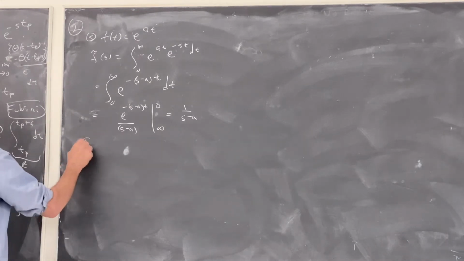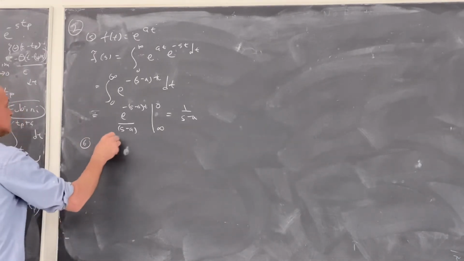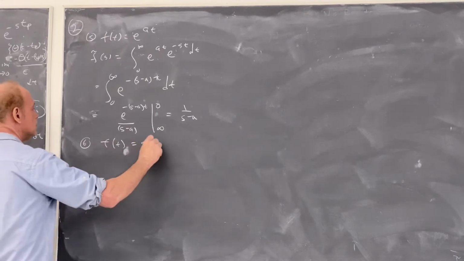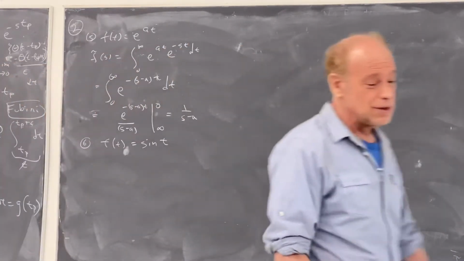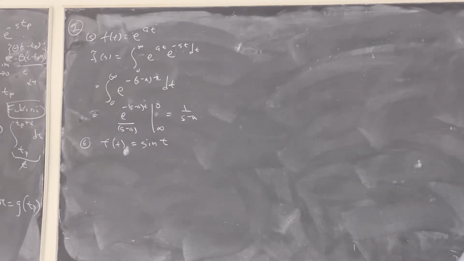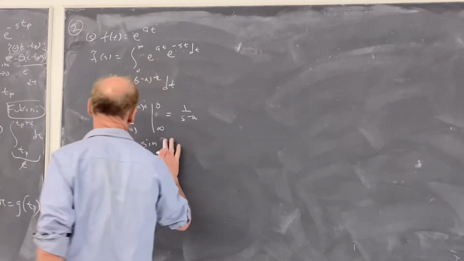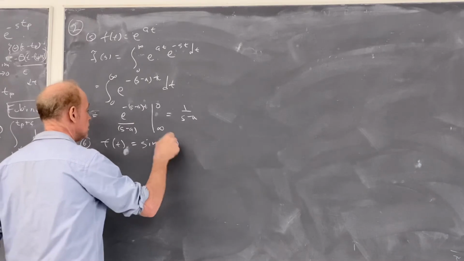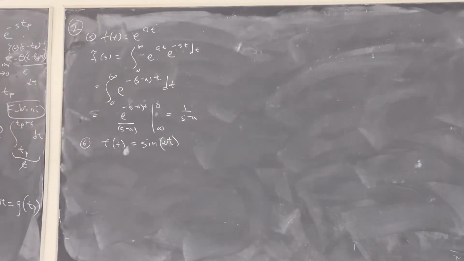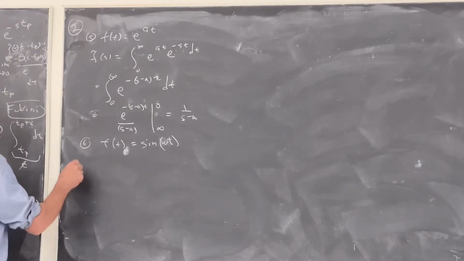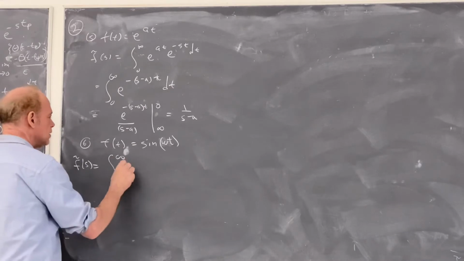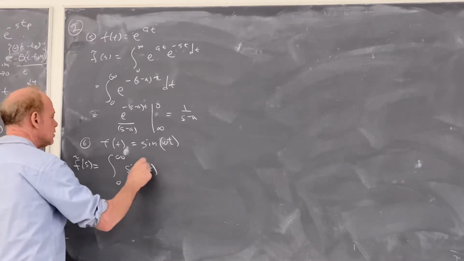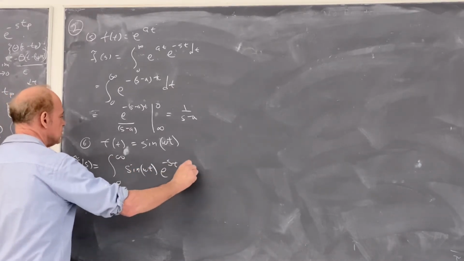Next, 6. Let's do f of t is sine t. Or should I do sine omega t? Which one? Sine omega. If you have any questions on the algebra, just ask me. So I've got f tilde of s is equal to the integral from 0 to infinity of sine omega t, e to the minus st dt.